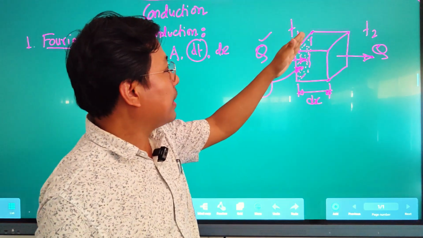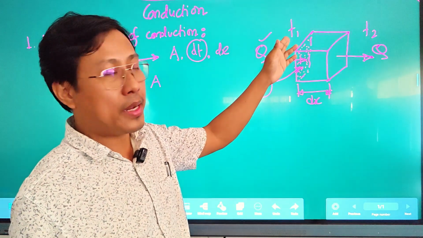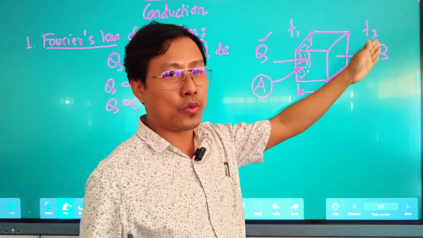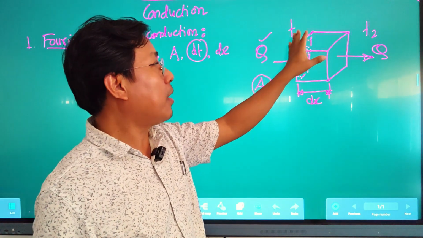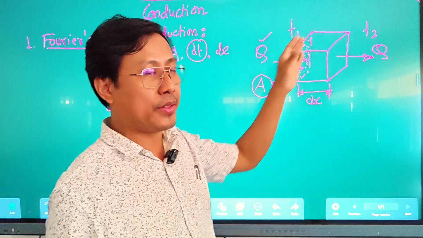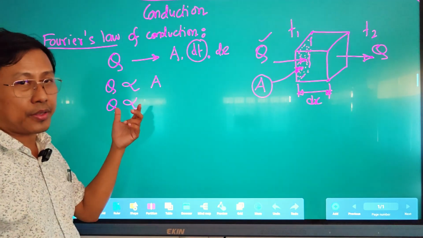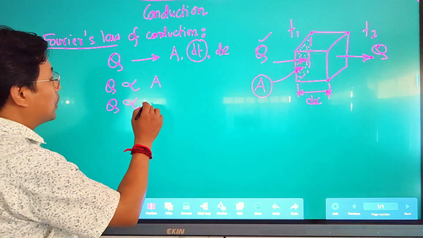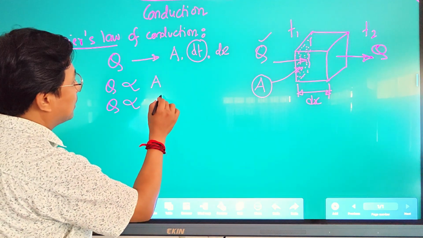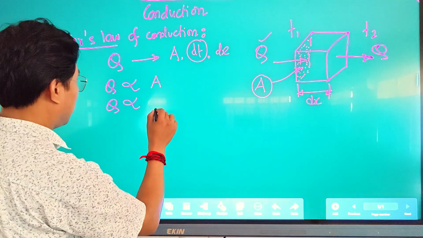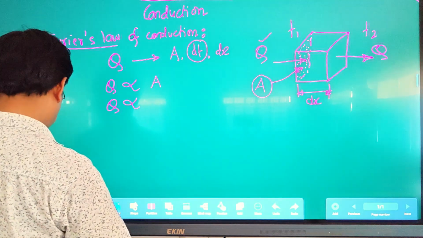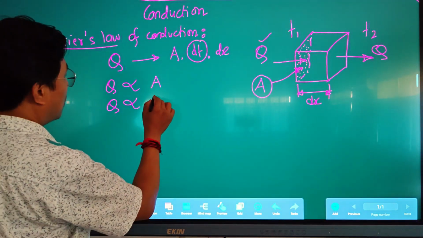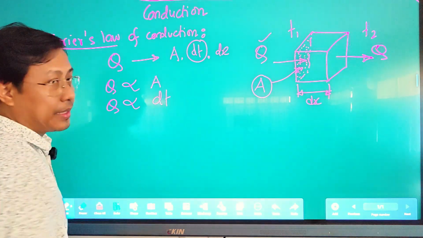So suppose on one side this is temperature T1, on another side it is T2. Clear? So depending on the temperature difference, the temperature change, this Q will change. So that means this Q is directly proportional to the dT.